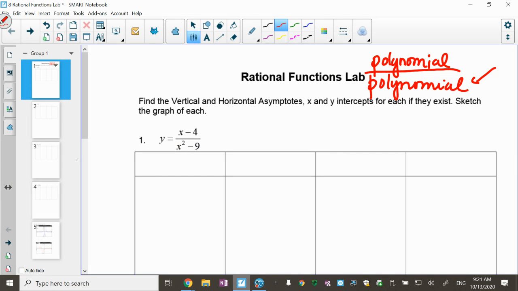Okay, so when we start doing the rational functions, because they're fractions and it's polynomial over polynomial, I cannot have a zero in the denominator. So that yields vertical and horizontal asymptotes.